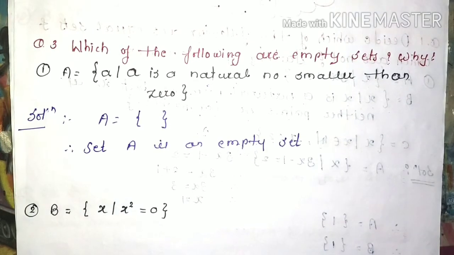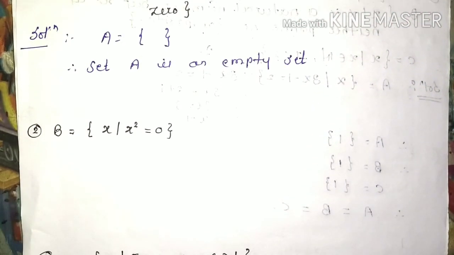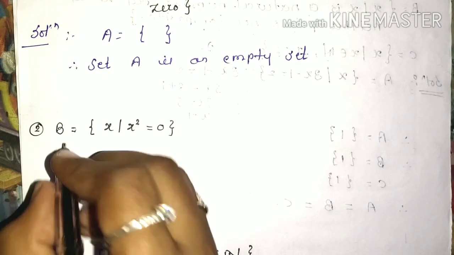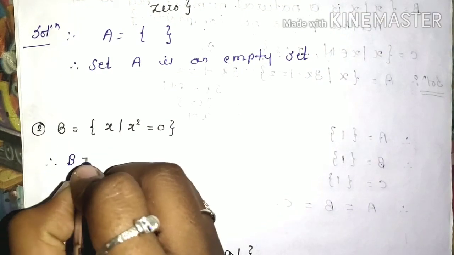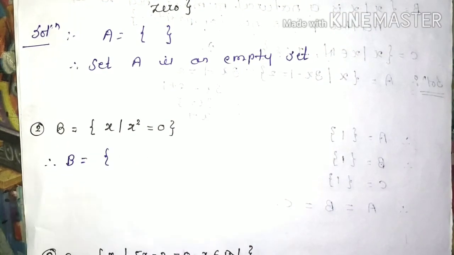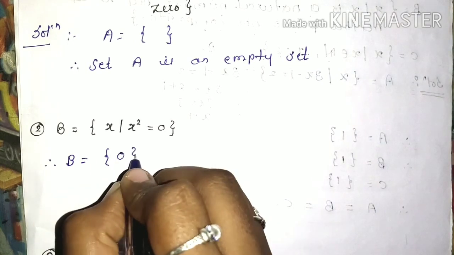Next we have B equals the set of elements x such that x square equals 0. So ऐसा कौन सा नंबर जिसका स्क्वायर 0 आएगा? Obviously 0. मतलब क्या?